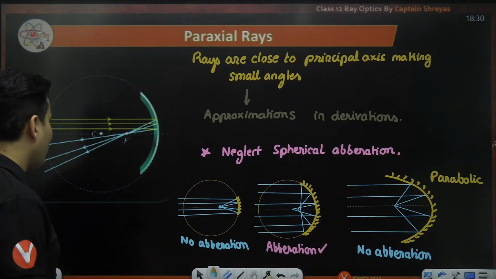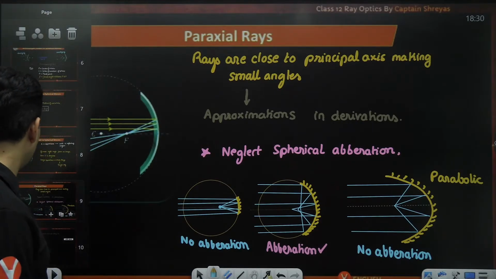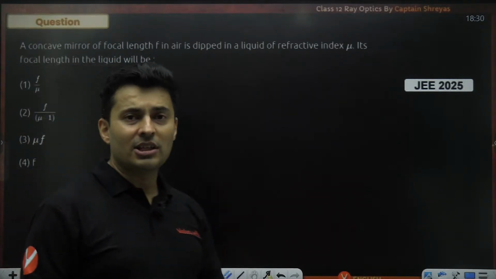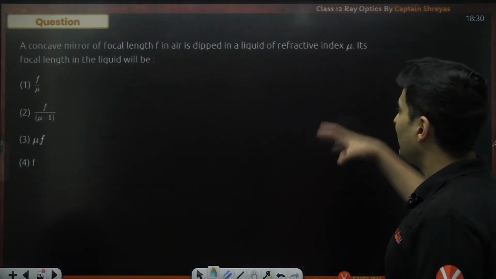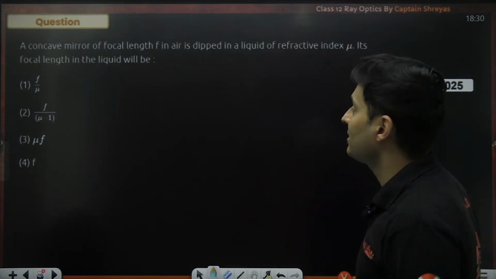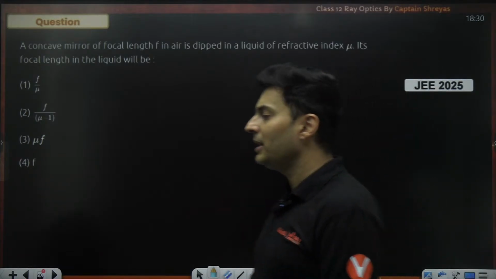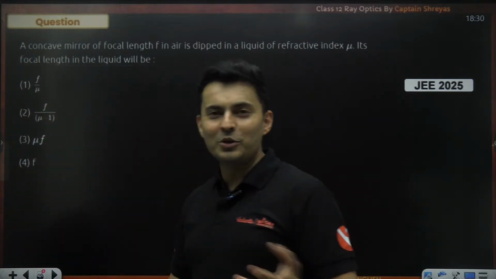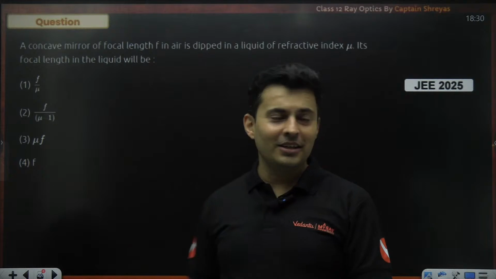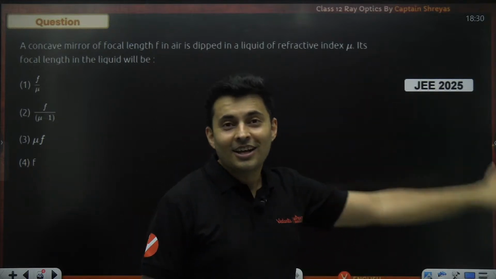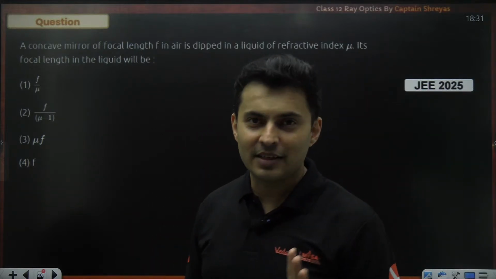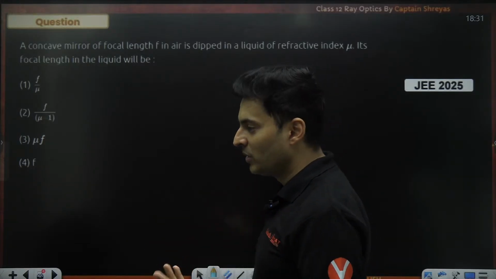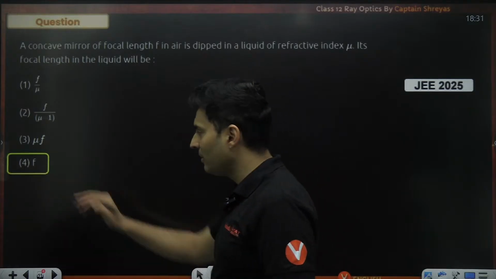Okay. So now that this particular theory is complete, maybe we can do some questions on it. You have a concave mirror of certain focal length and you dip it inside a liquid whose refractive index is given. What will the new focal length be? That's the question. It's a very flop question. It was asked this year, and believe me, many students gave the wrong answer. They thought the focal length will increase or decrease mu times or 1 by mu times, whatever. The answer is it will not change, it will be f.